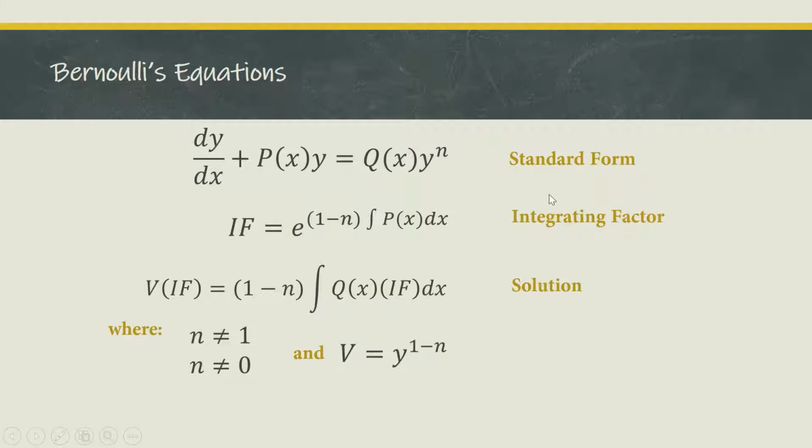minus n. So the standard form of a Bernoulli's equation is dy over dx plus p of x times y is equal to q of x times y raised to n, where n must not be equal to 1 or 0. And so our integrating factor will be equal to e raised to the exponent of 1 minus n times the integral of p of x dx. And our solution is the variable v times the integrating factor is equal to 1 minus n, and the integral of q of x times the integrating factor again dx.